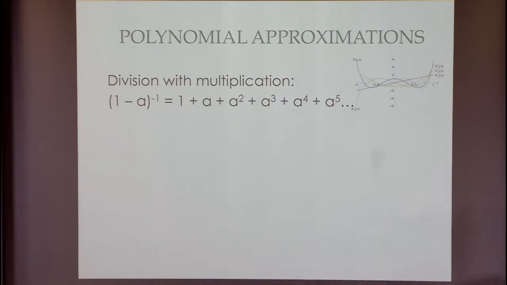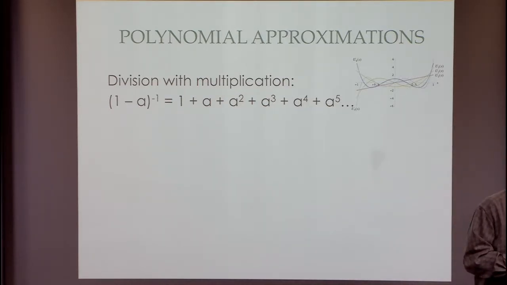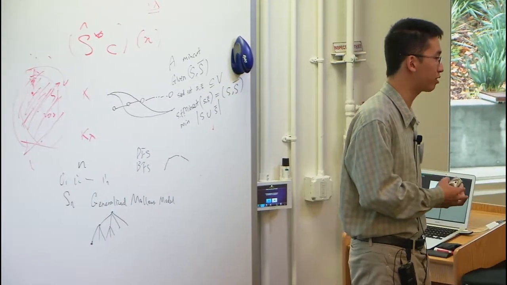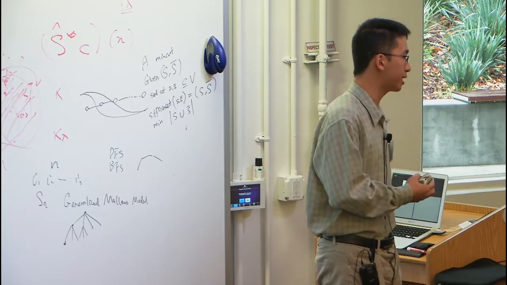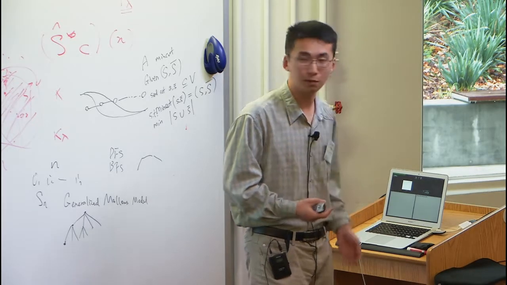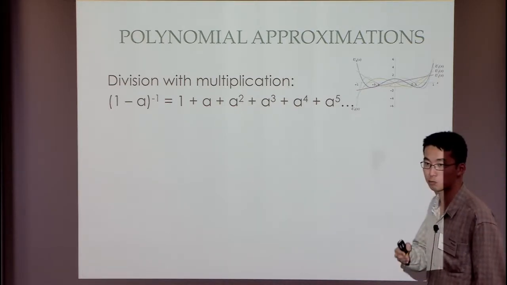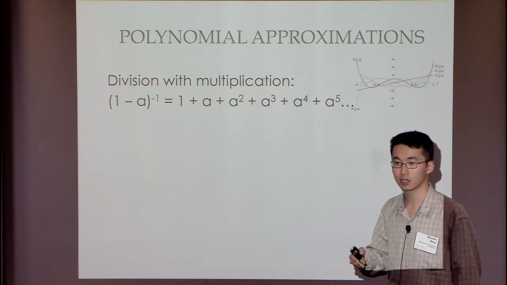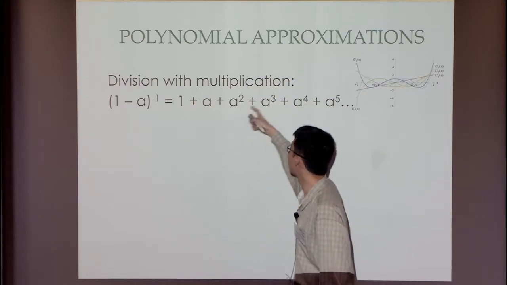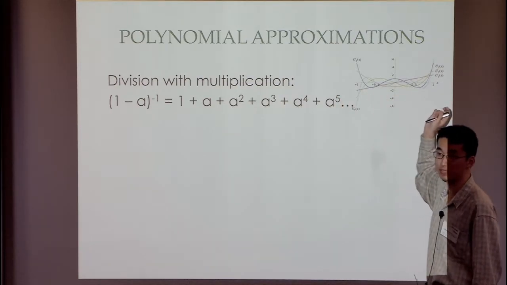So let me just expand on this notion of polynomial approximation a little more. Polynomial approximation is one of the ideas that underlies numerical methods. What it's trying to do is basically do division with multiplication. And the simplest form of division with multiplication is this power series here. So I want to evaluate 1 minus a inverse. The way that I can evaluate that is by just taking some terms of this power series, 1 plus a, plus a squared, and so on.